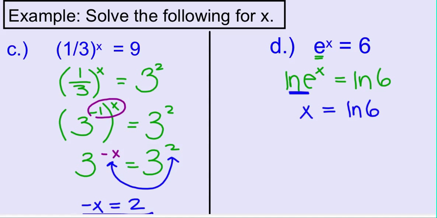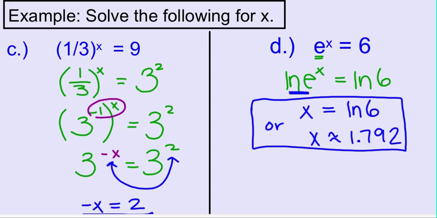So if you wanted an exact form, you'd leave it as the natural log of 6, or in your calculator, the natural log of 6 equals approximately 1.792. So either answer there would be acceptable.